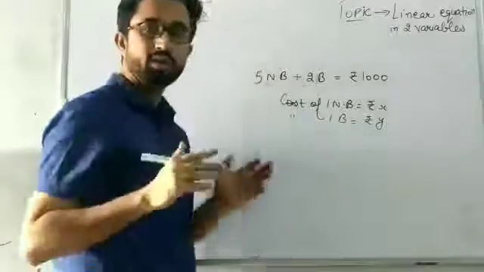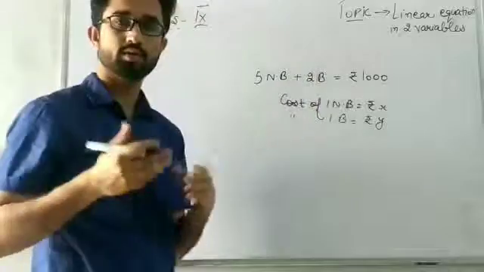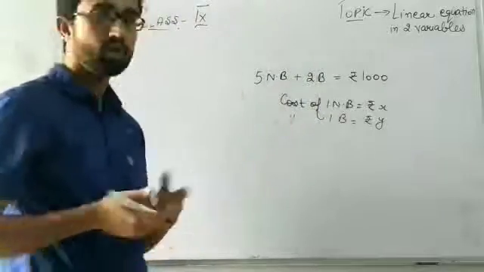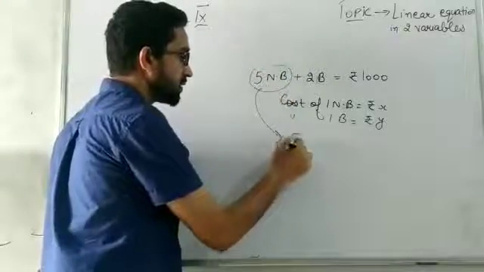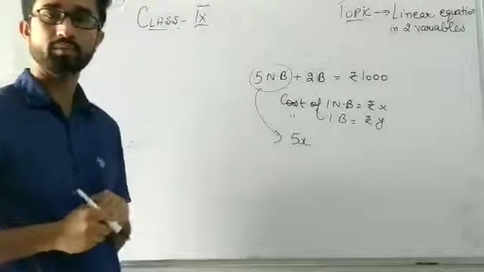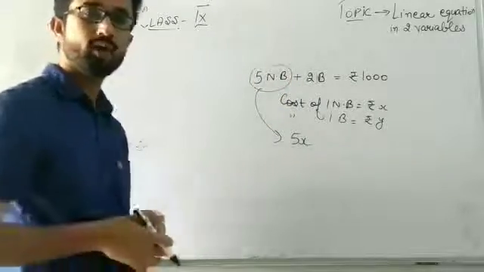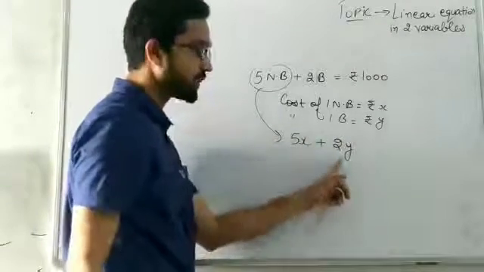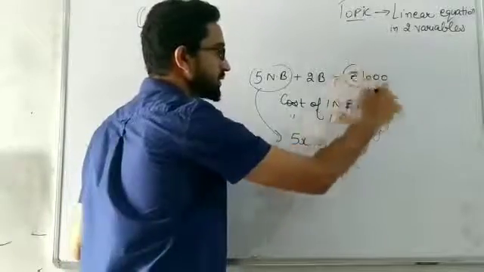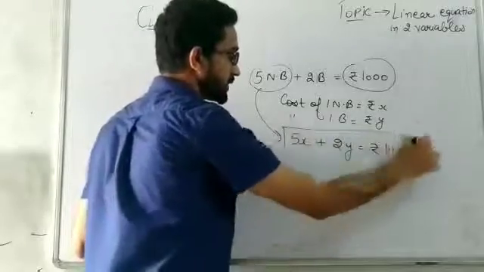If I ask you, tell me the cost of 5 notebooks. If the cost of one notebook is X, you will say, sir, it is 5X, because a total of 5 notebooks are there. So this can be written as 5X, isn't it? The 2 books' cost will be rupees 2Y, isn't it? The total cost will be 5X plus 2Y. Okay. This total cost we know is actually rupees 1000, because the shopkeeper is asking us rupees 1000.